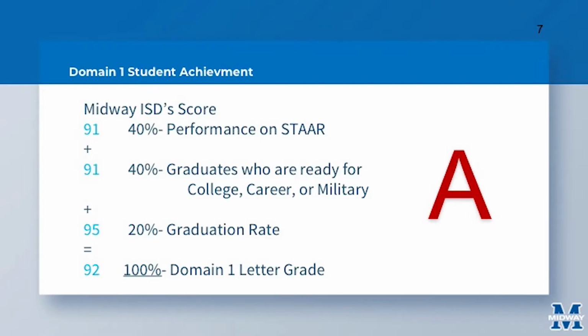Now that we have the 3 components, we can determine our Domain 1 letter grade. Remember, the STAR component counts for 40% of our letter grade. The college, career, and military readiness component also counts for 40% of our grade. And the final graduation rate component accounts for 20% of our overall letter grade. Our total Domain 1 score is a 91.8 or a 92. So Midway ISD earns a 92 or an A for Domain 1.